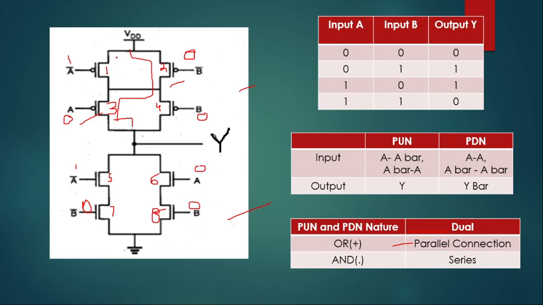Similarly for the 1 0 condition, transistor numbers 1 and 4 will connect your output to VDD. And when both of them are 1, this is 1 and this is 1, so at that time both these transistors are off. In parallel both of them are off, so it cannot be connected to VDD through the series connection also. But here A and B both are 1, that means Y will get a direct path to ground, and Y will be 0. So that is how you can verify the truth table for your CMOS implementation also.